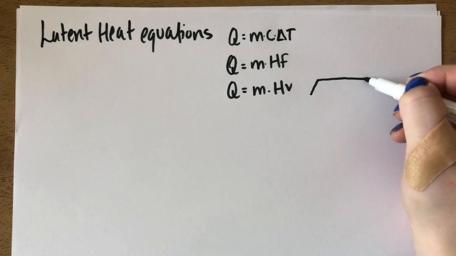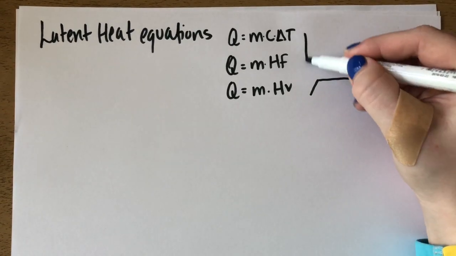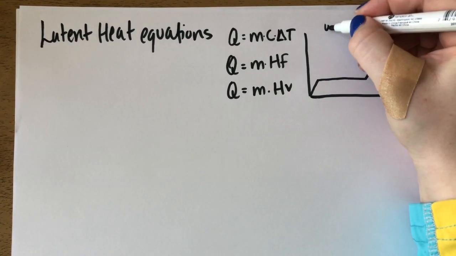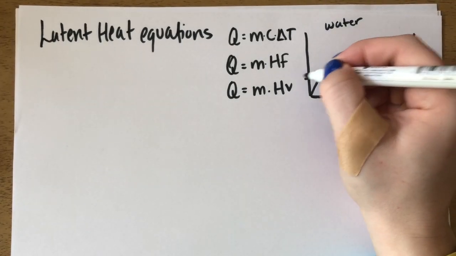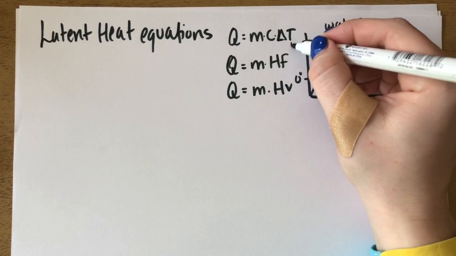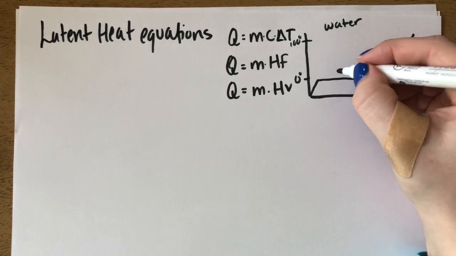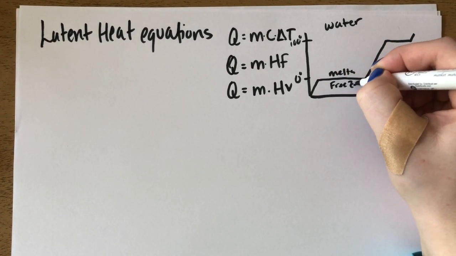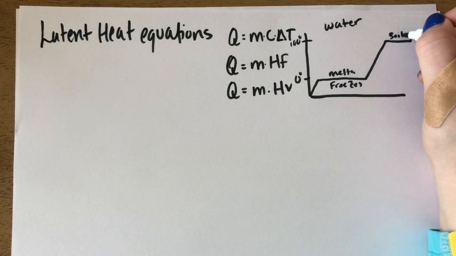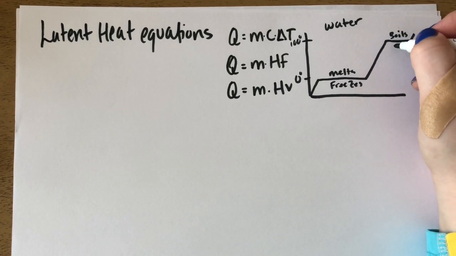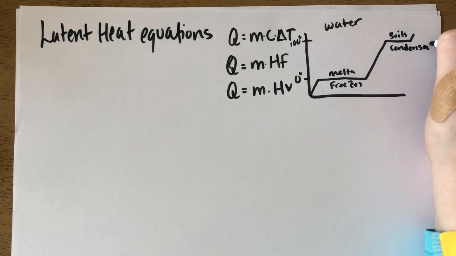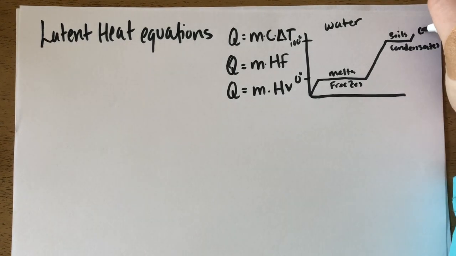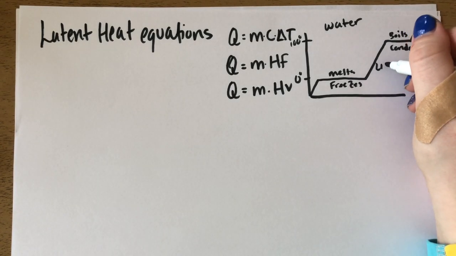Okay, so it's important to know that when we're looking at the graph, we're going to use water in this instance. We know water freezes at 0 degrees and boils at 100 degrees Celsius. Remember this is the melting point and the freezing point, and up here is the boiling point and condensing point. We also call this vaporizing. And here we have our gas, our liquid, and our solid.